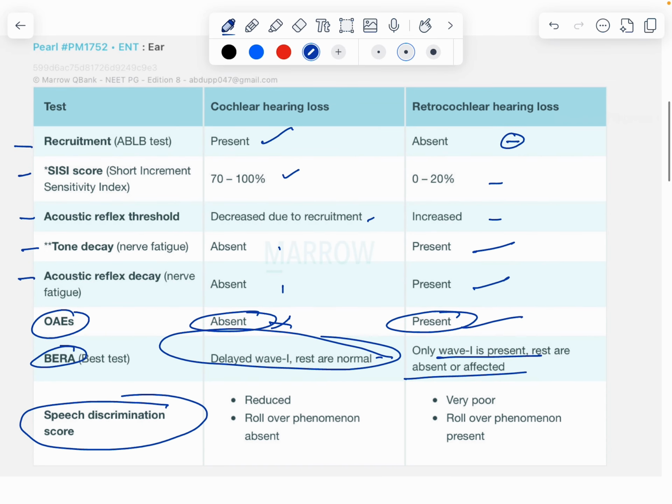The first thing we should understand is cochlear hearing loss, the classical example of which is Meniere's disease, and recruitment phenomenon is seen in Meniere's disease. And the classical example of retrocochlear is acoustic neuroma, and rollover phenomenon is seen there. With these two things, you can almost understand all the concepts behind this.